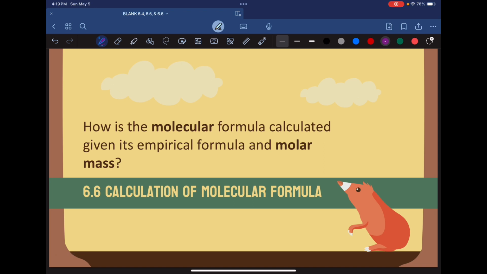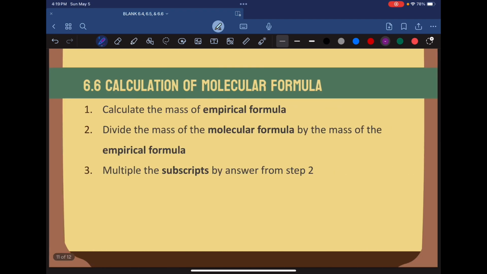Now here's the last section of the mole, 6.6. How is the molecular formula calculated given its empirical formula and the molar mass? The 3 steps we're going to follow: step 1, calculate the mass of the empirical formula. Step 2, divide the mass of the molecular formula by the mass of the empirical formula. And step 3, you're going to multiply the subscripts by the answer from step 2.